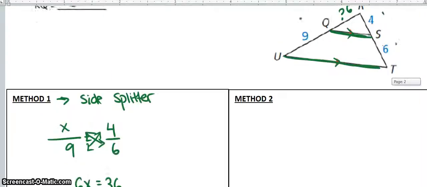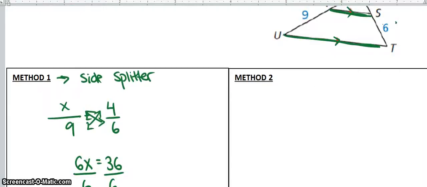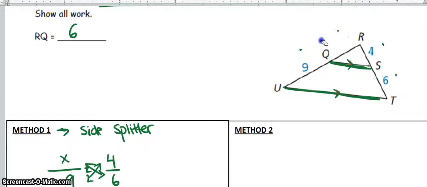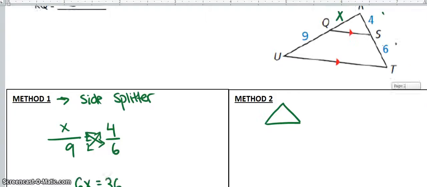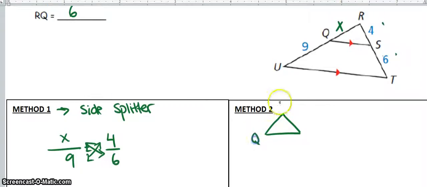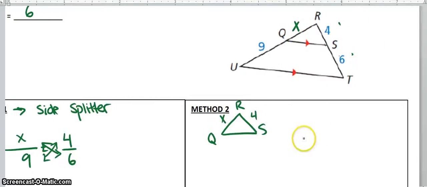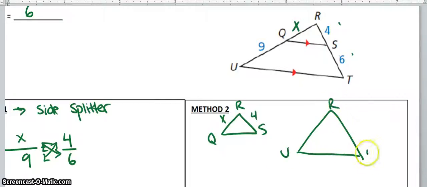Or, method 2, you could technically go with just what you've learned about scale factors. And let me show you how that would work and how side splitter makes sense. And I'm going to call this X for this. So method 2, I've kind of already taught you. You can draw these as triangles that are split up. So the smaller triangle is QRS, where QR is X, RS is 4. Okay. And then the bigger triangle is URT. I'm going to draw those with corresponding parts in the same place.